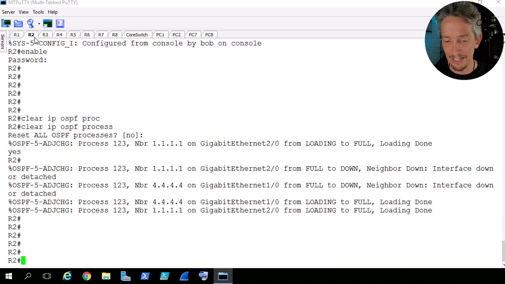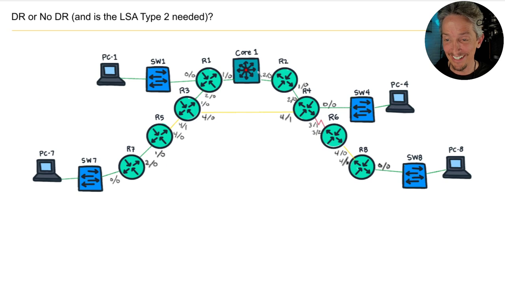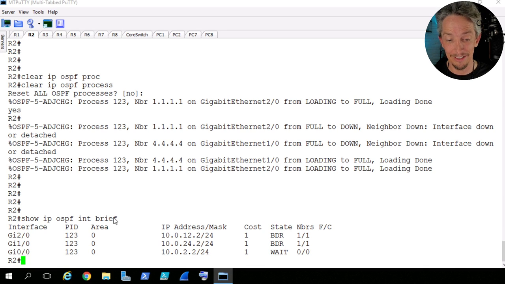Holy smokes, look at that. Son of a gun. Oh, that's what we expected though, right? We wanted R2 to be on this interface, the BDR, and R1 on 1/0 to be the DR because it has the higher priority. I was just being negative, I guess. Let's take a look at R1.